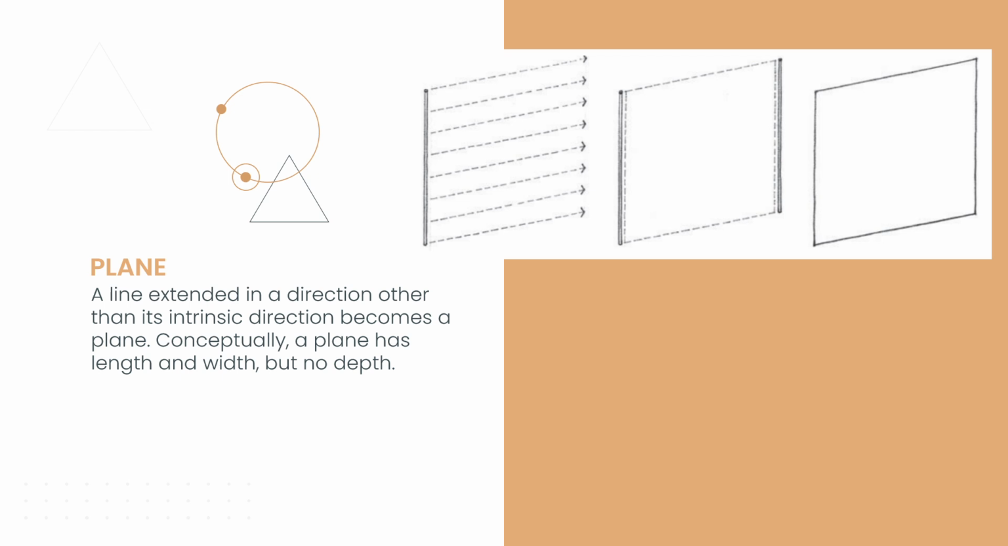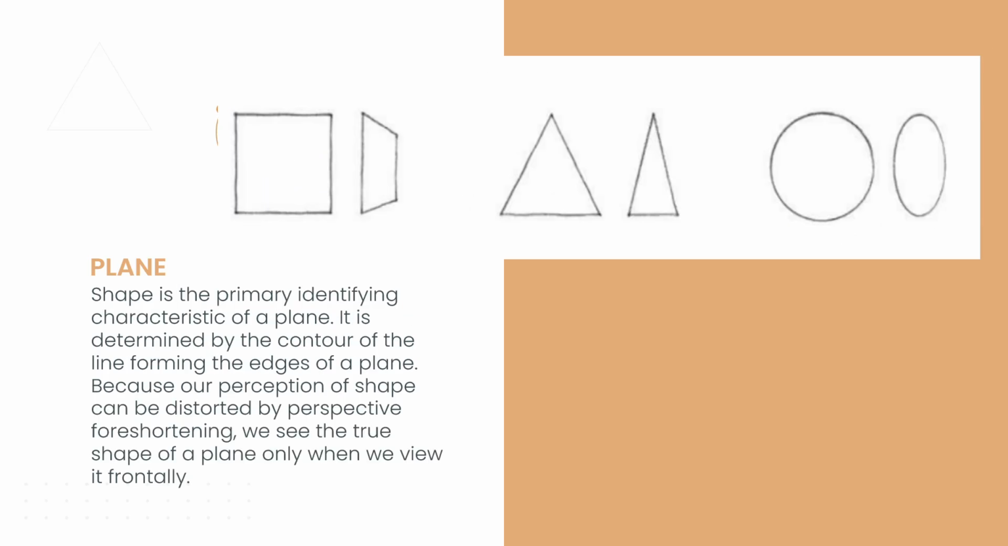But the line, if we connect two points, we create a line. It has a length, but it doesn't have a width or depth, right? But a plane has two dimensions. It has length and width, but it has no depth. It is said that shape is the primary identifying characteristic of a plane. So read that again. Shape is the primary identifying characteristic of a plane. So that's the identifying factor. If an object has a shape, then certainly it is a plane.